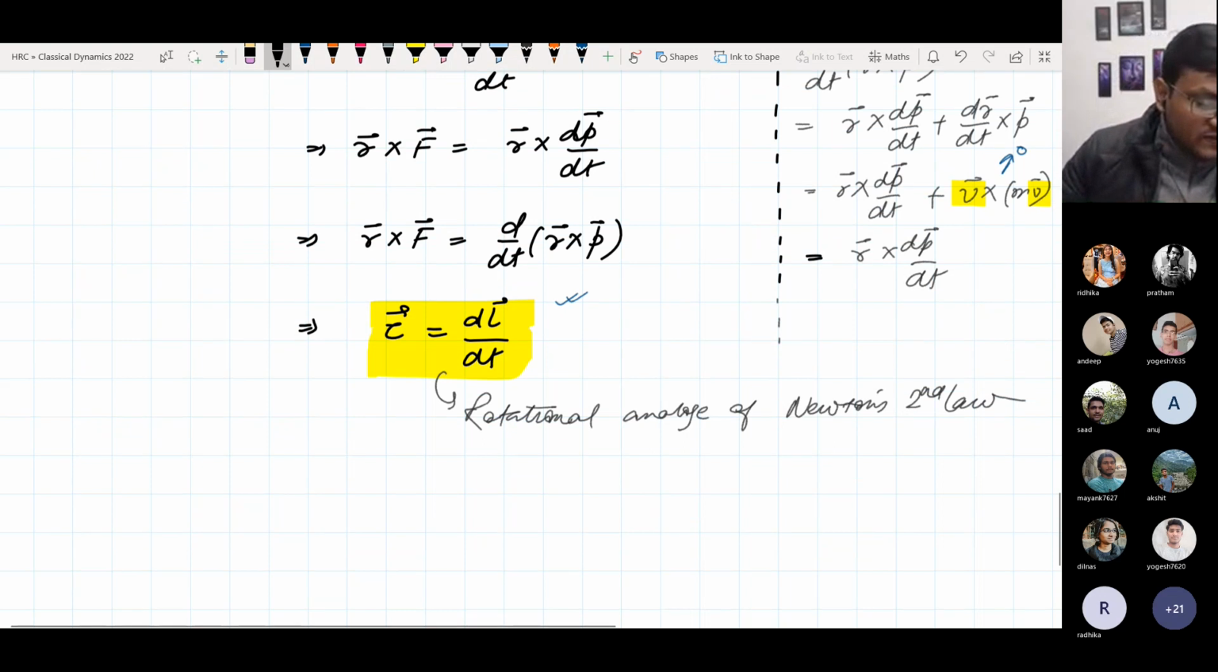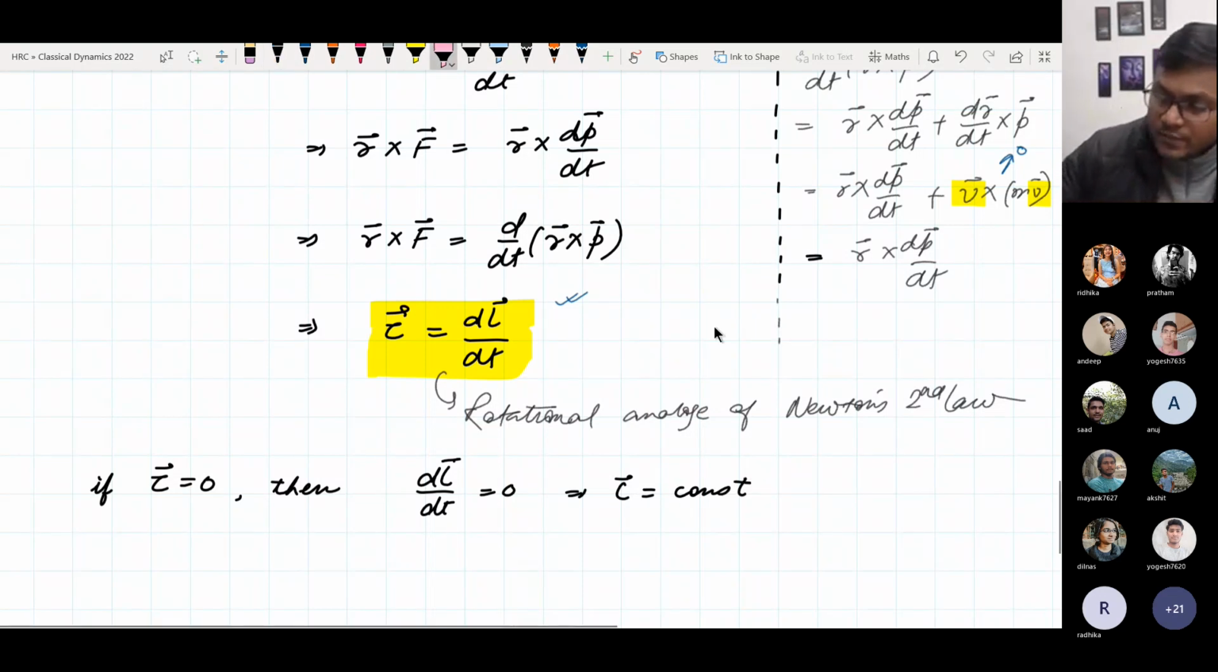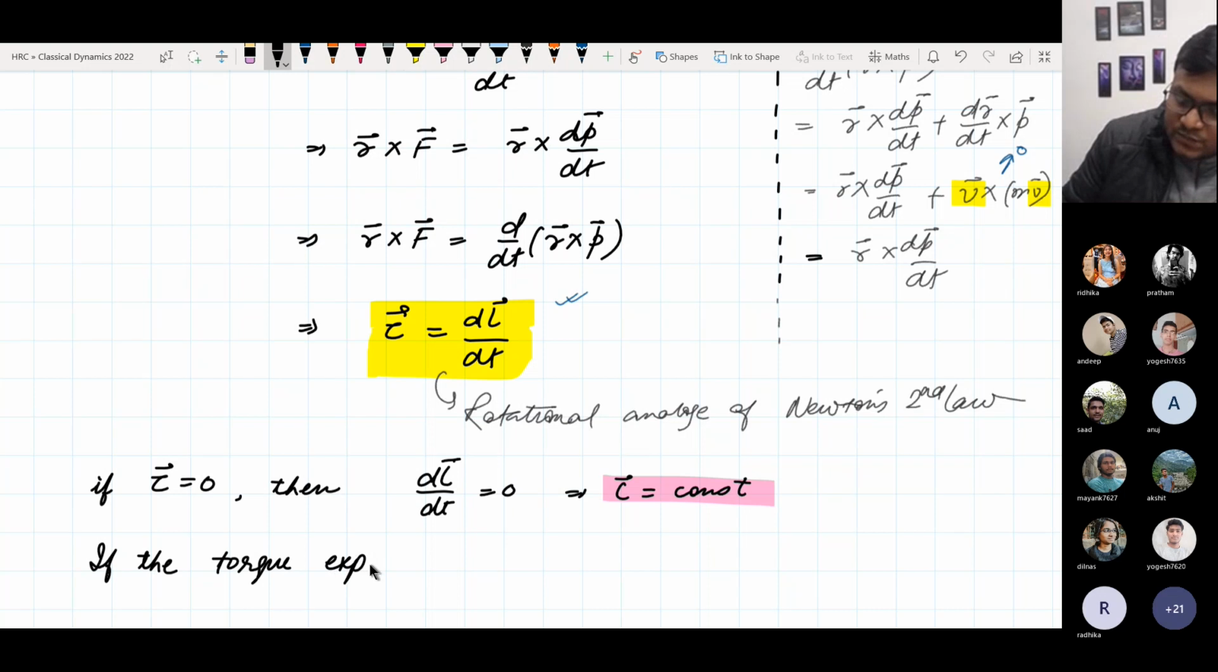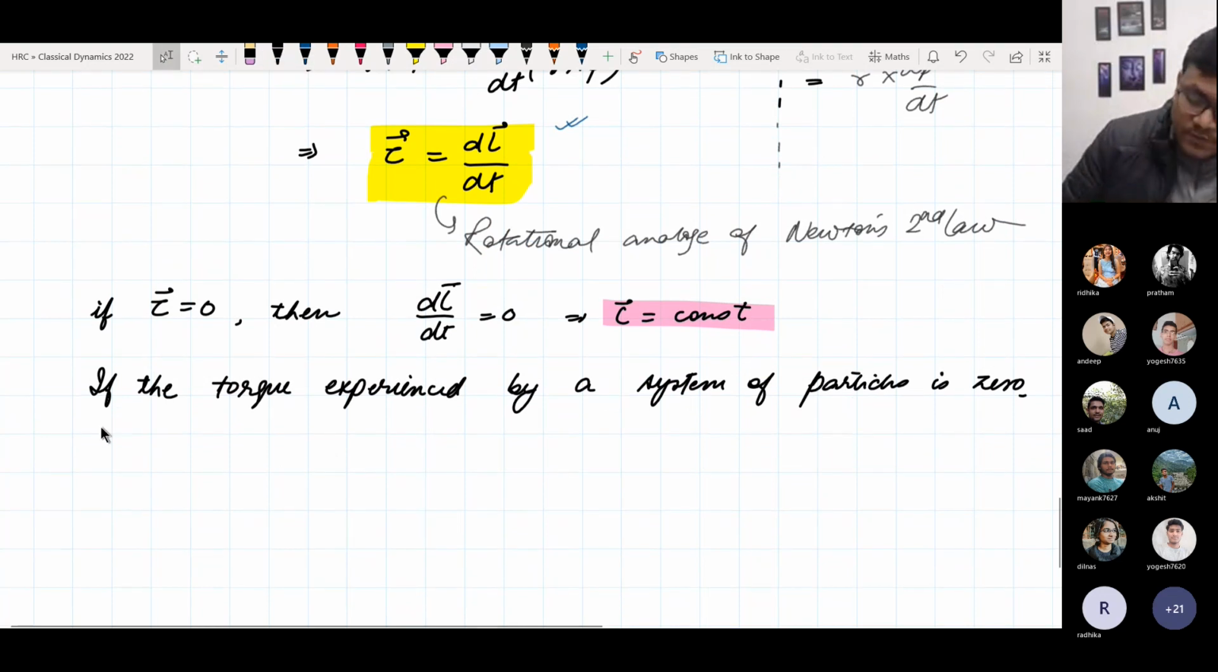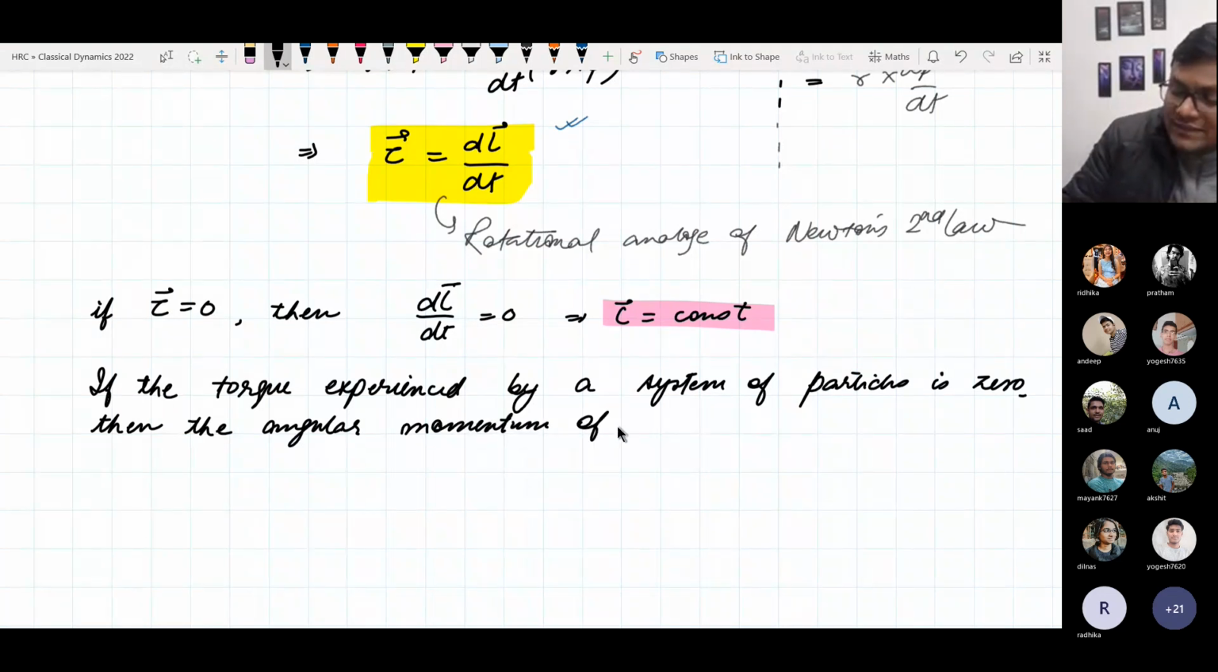So based on this, we can come up with a similar kind of conservation law. If the torque experienced by a body is equal to 0, then quite simply put, dL/dt is equal to 0, or L is equal to a constant. The angular momentum is a constant. So if the torque experienced by a system of particles is 0, then the angular momentum of that system is preserved. Then the angular momentum of that system is conserved.